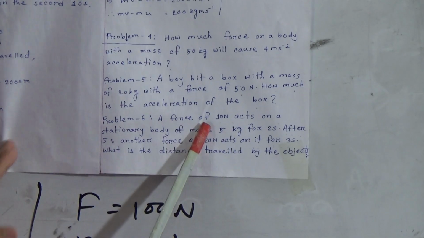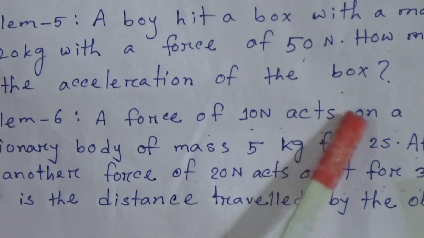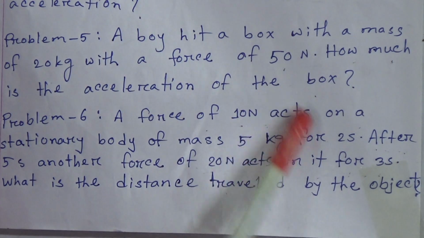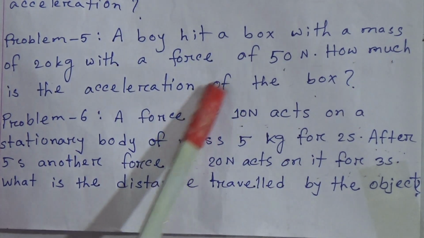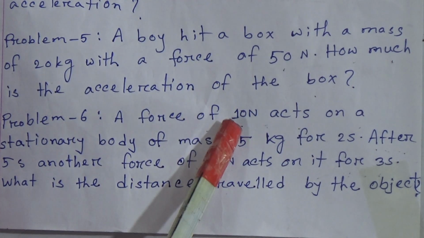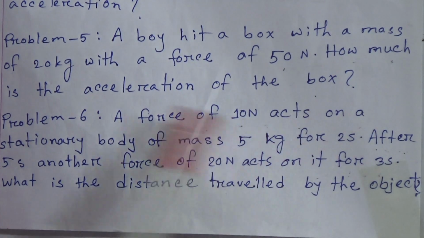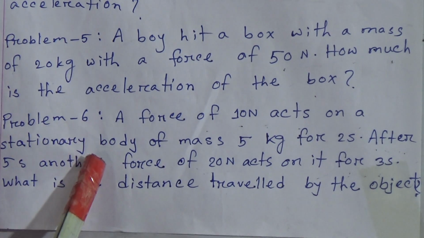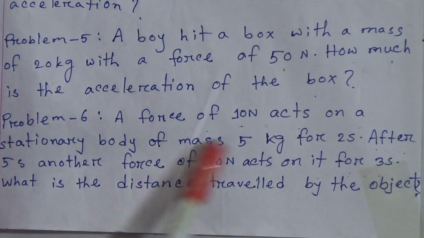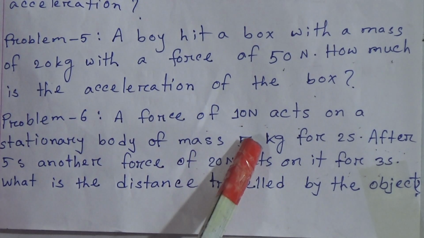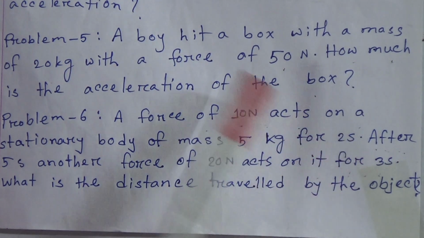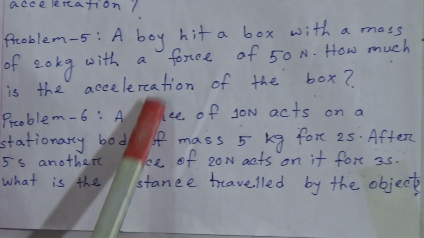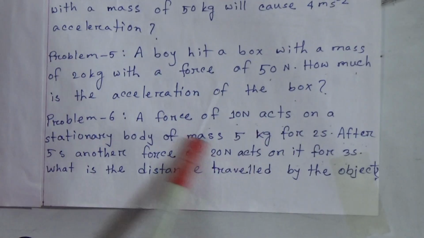A force of 10 Newton acts on a stationary body of mass 5 kg for 2 seconds. Here the applied force is 10 Newton, and since it is a stationary body, the initial velocity u is 0, the mass of the body is 5 kg and time is 2 seconds. So you have to find the acceleration.